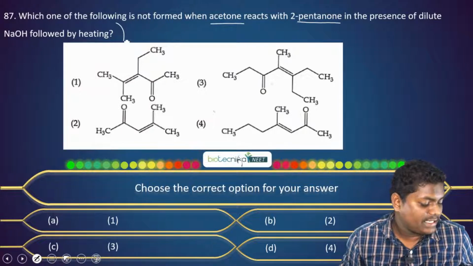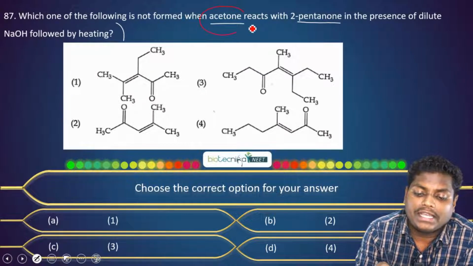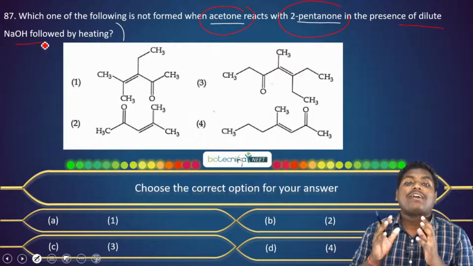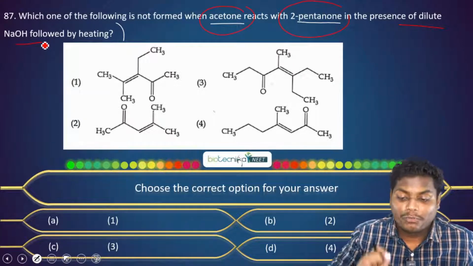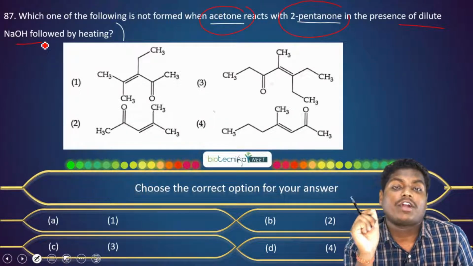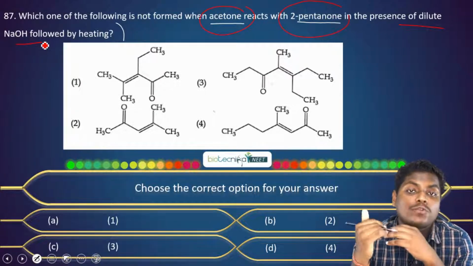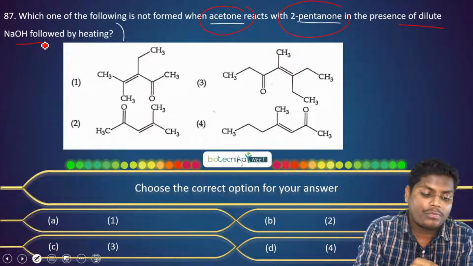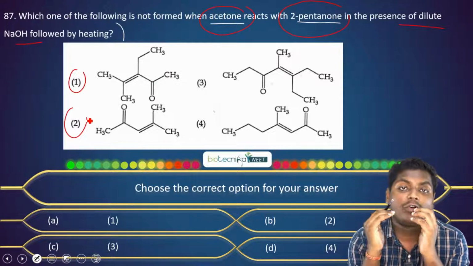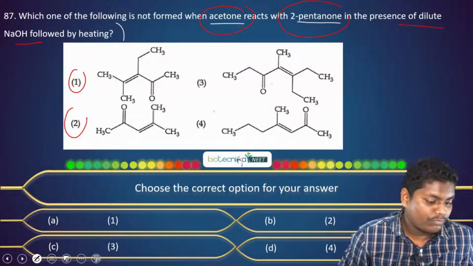Now, the important thing is, do you realize what reaction is involved? The reaction between acetone and 2-pentanone in the presence of dilute NaOH is an example of aldol condensation. By seeing the conditions and the reactants, you should be able to know which reaction we are talking about. So this is a question from aldol condensation. Now you can have two approaches, where one way you go through the options and then decide the answer. We will take the straightforward, formal route. So let's understand how it is done.